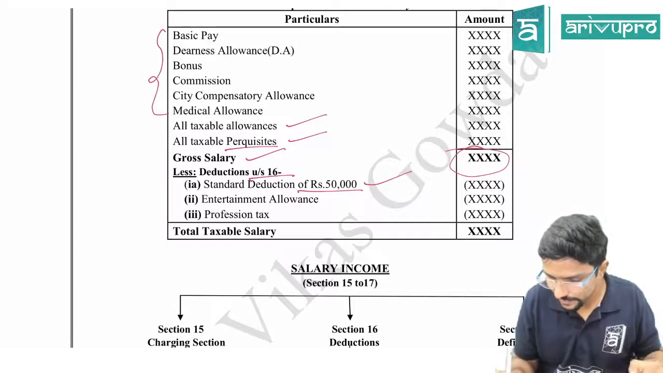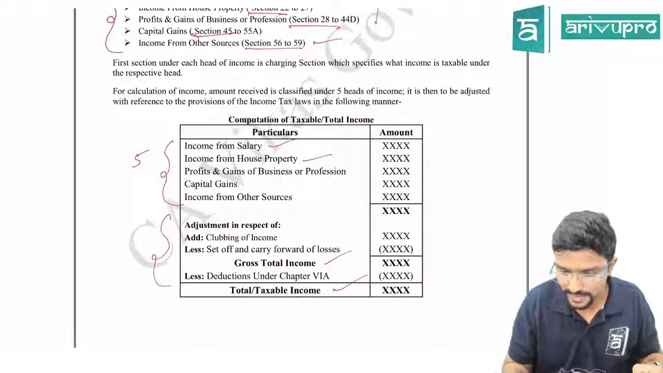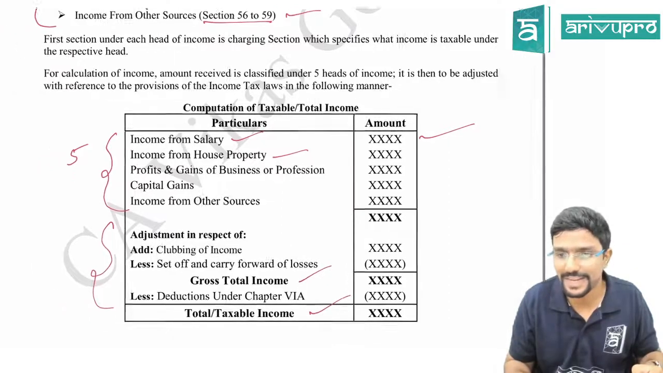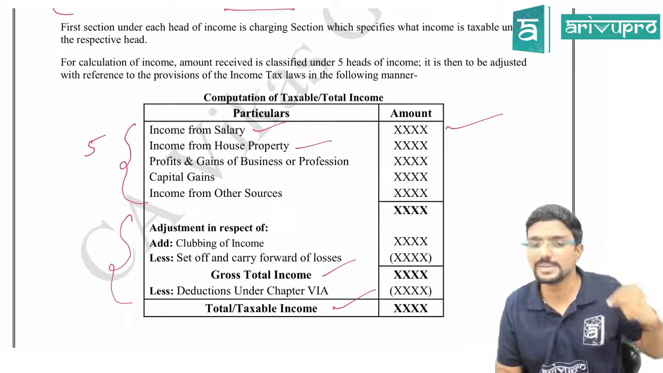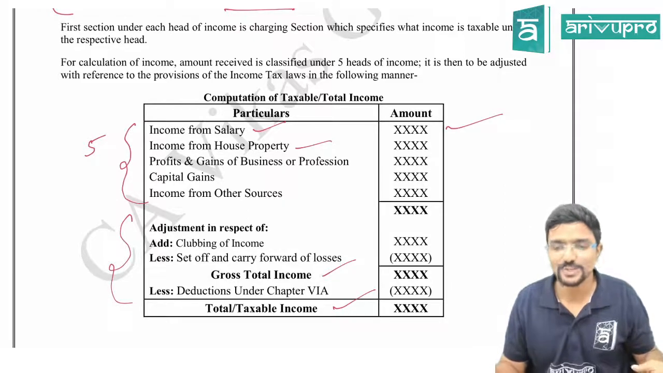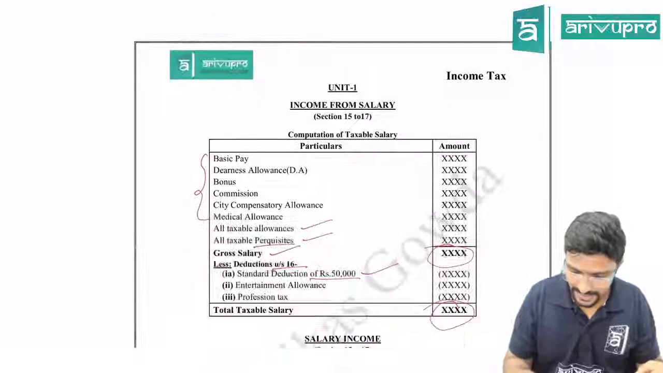This figure, whatever final figure I get, I am supposed to take it here, in total income calculation. Hope you got it. Not the gross salary. You have to take the taxable salary figure. Agree? So our task in unit 1 is to compute this figure.